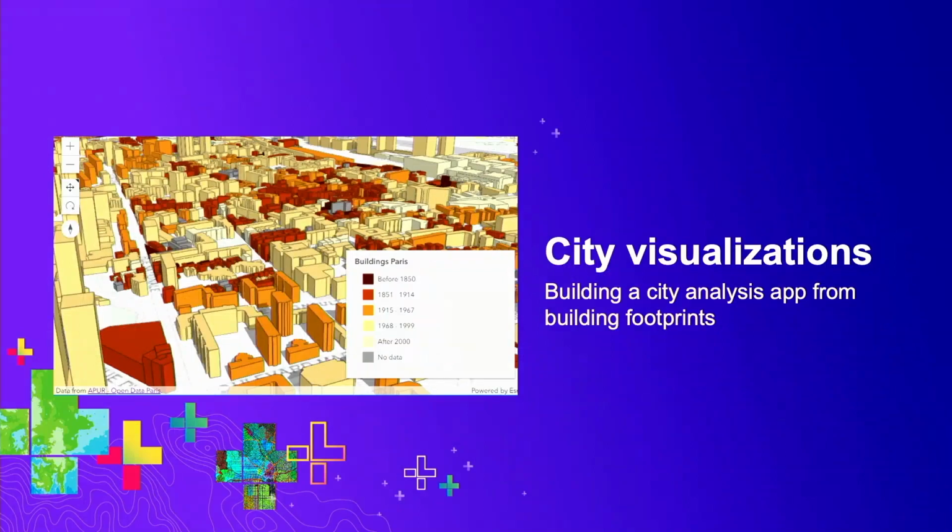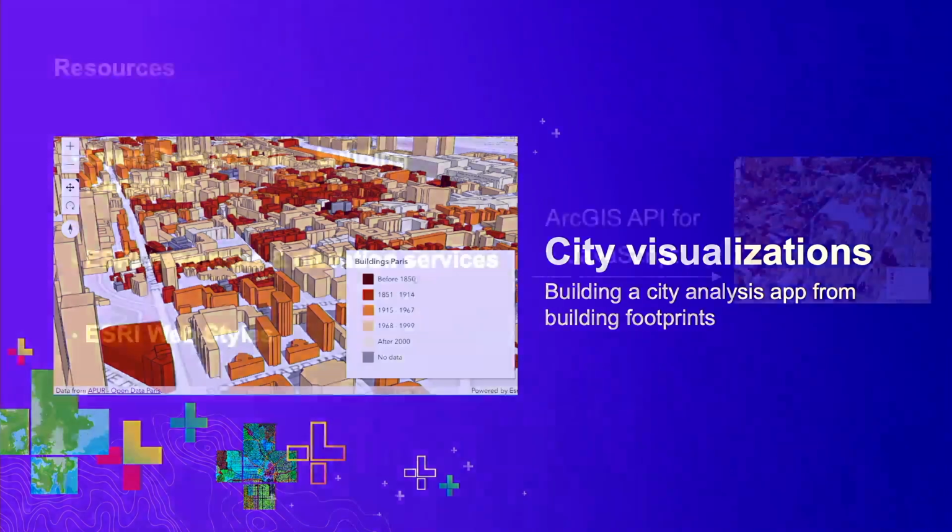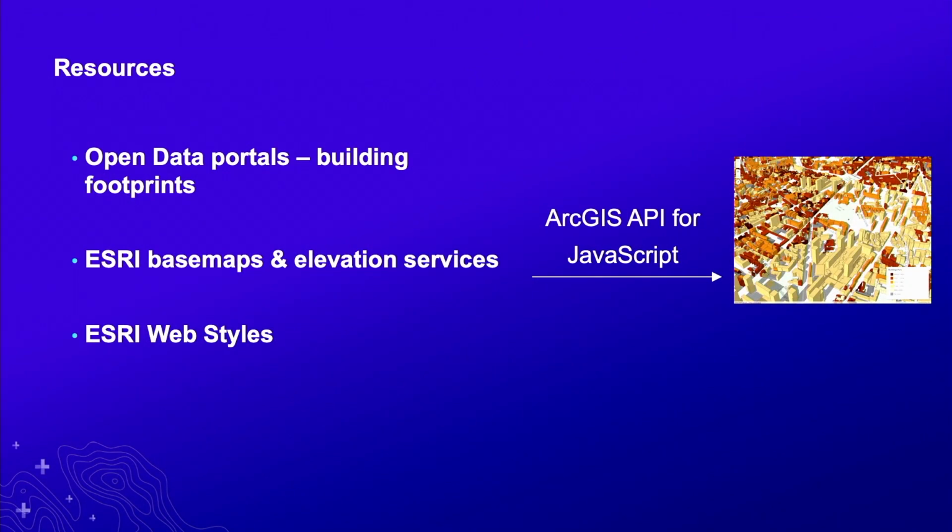So I'm going to start off with a couple of demonstrations of things that you might find in a city visualization. And that really starts with building footprint data. There's a number of open data portals out there that you can use to find building footprints. Probably the most, I'm not sure if most common is the correct term, but one of the most widely used is the OpenStreetMap data. You can find building footprint data out there that's open to use.